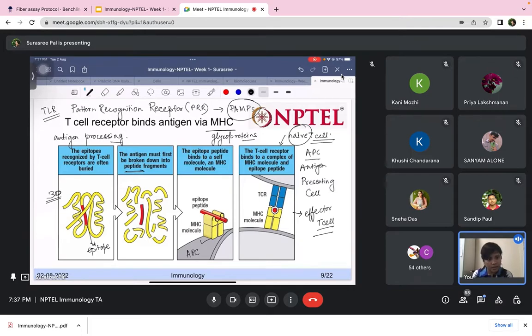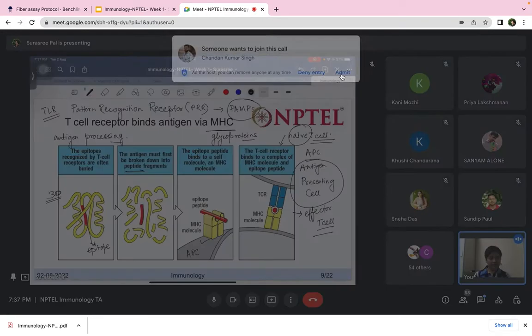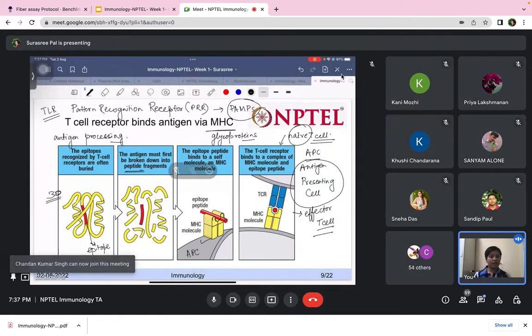Another question was, are MHC and APC the same? No, absolutely not. MHC is the major histocompatibility complex. It is actually a glycoprotein, so it is protein conjugated with carbohydrate, and there are 3 protein chains which make up this MHC complex. But APC is an antigen presenting cell. It will have MHC molecules which help the antigen presenting cell to present its antigen. Alright?